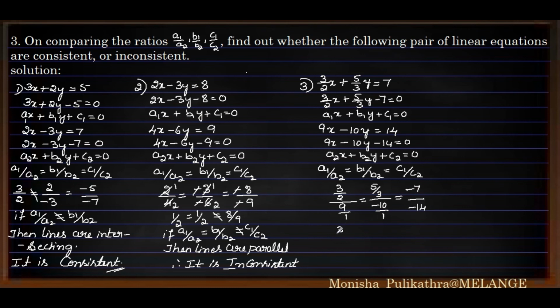Okay, so here 3 by 2 into 1 by 9 is equal to 5 by 3 into 1 by minus 10 is equal to, here minus cancels each other, so the remaining is 7 by 14. Here 3 ones are 3, 3 threes are 9, here 5 ones are 5, 5 twos are 10, so next here 7 ones are 7, 7 twos are 14. So what happens?